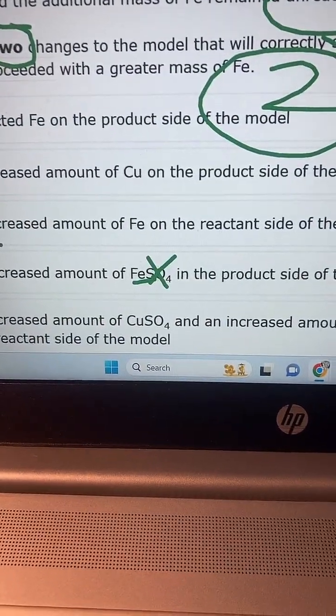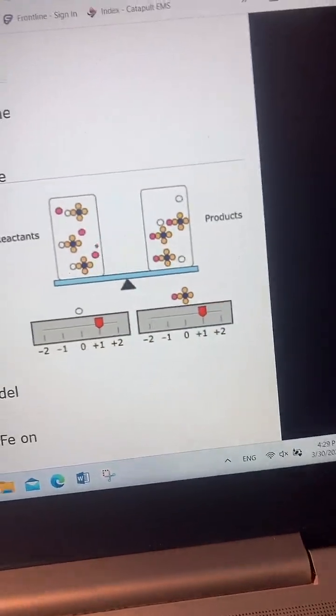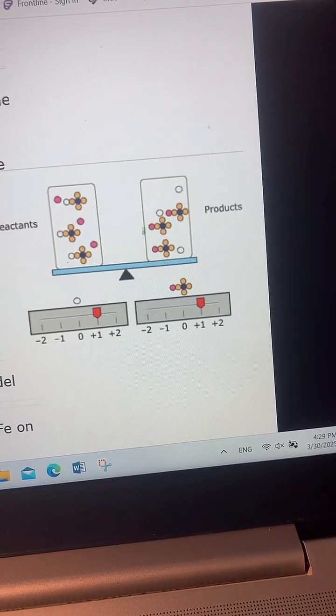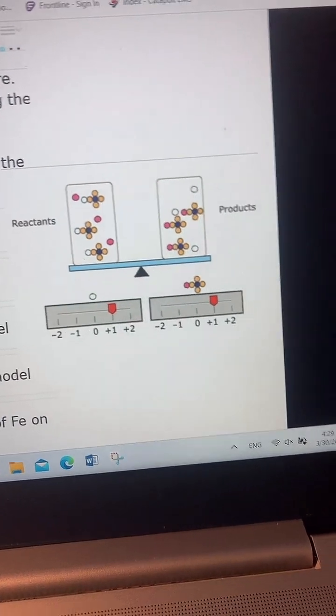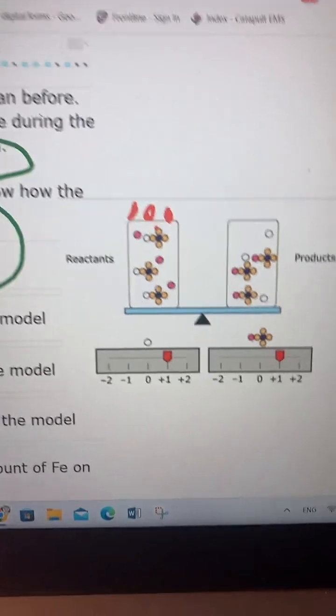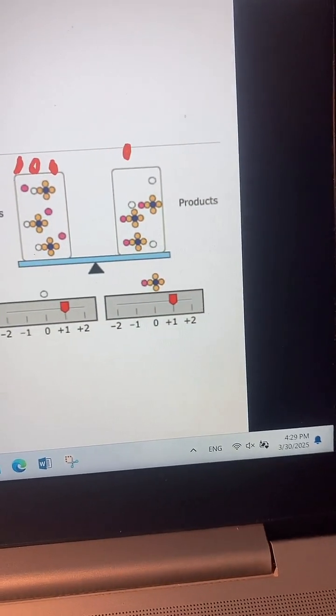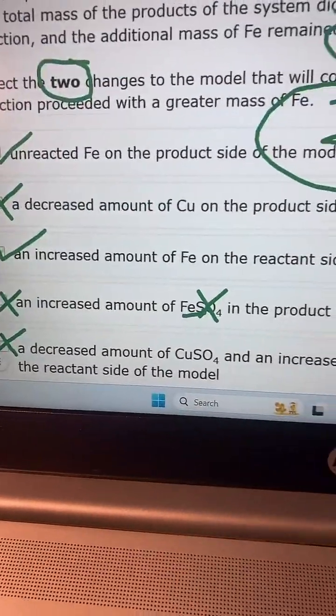Now, if there was more copper sulfate to react to, then there would be more. But if you look here, all we're asking to do is add more irons into the system. If I add more iron into the system, I'll just do it like that, you'll see they have nowhere to go. So they just stay iron. So that's why that answer is correct.